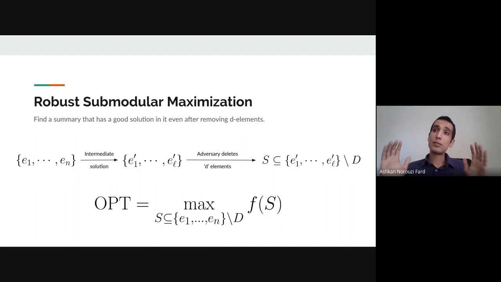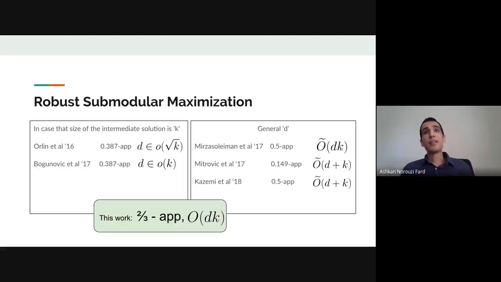The goal here is to have, first of all, a good solution, of course, and also we want to minimize the size of the intermediate solution as well. The smaller, the better, of course. There's a line of work dedicated to this problem, and the best known result is a 1/2 approximation that uses memory, where the length of the intermediate solution is d plus k.